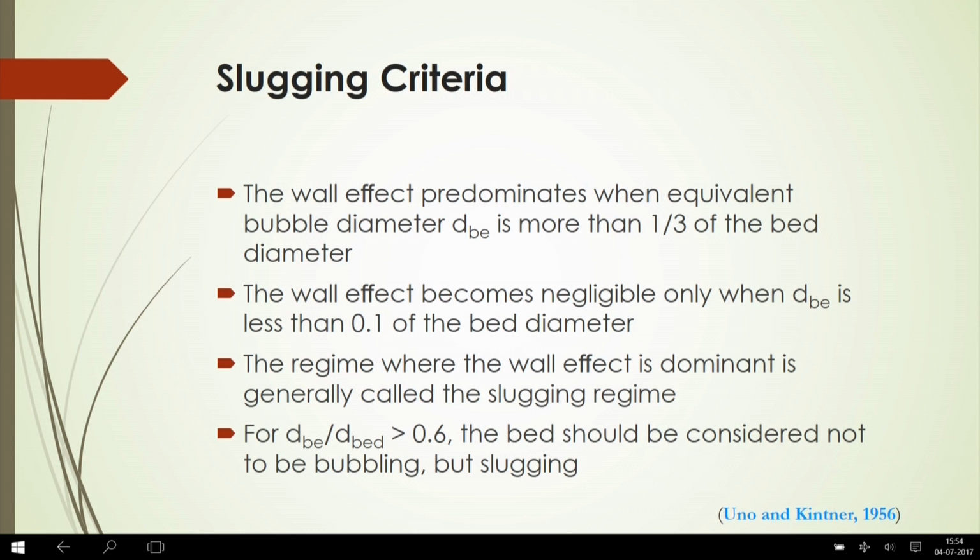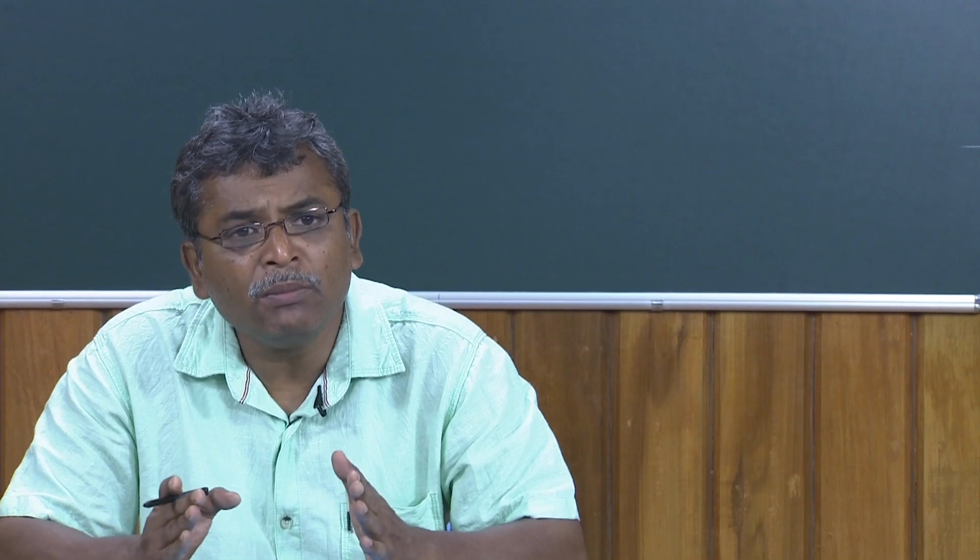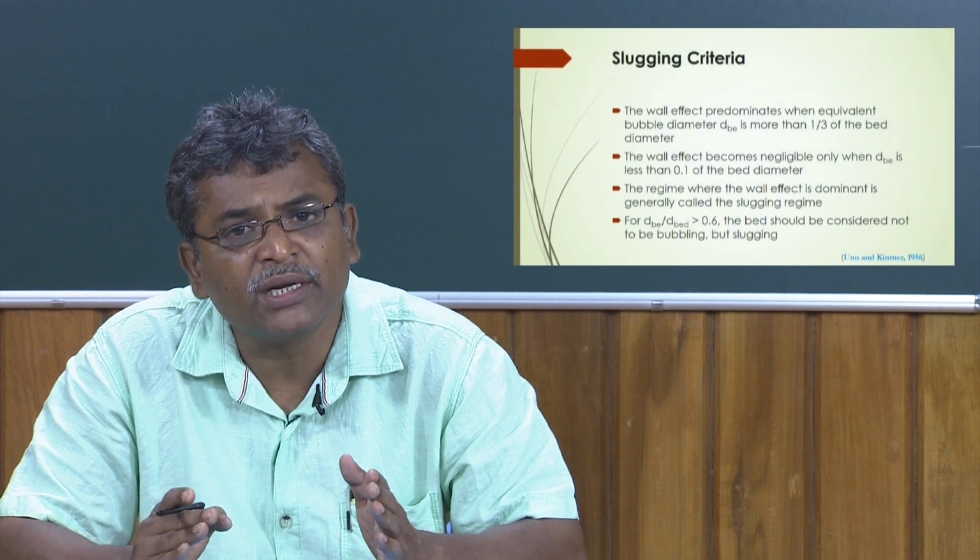And also it is seen that if the bubble size is very small and the concentration of bubbles in the fluidized bed is dilute, that means the size of the bubbles is 10% of the bed diameter, then the collision will be less, and in that case the bubble wall effect also will be negligible.